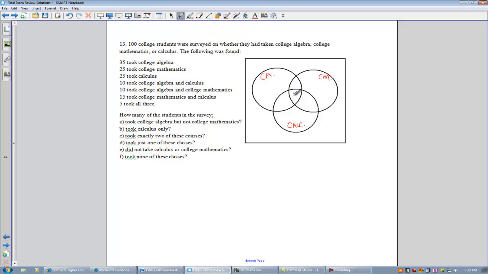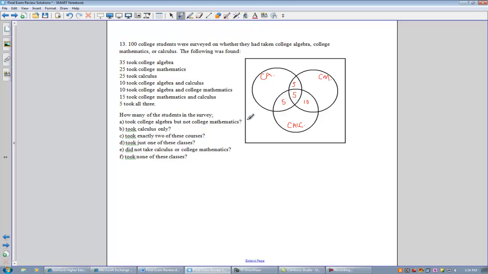5 took all 3, so I put 5 here representing 5 students took all 3. Then 15 took college mathematics and calculus, so over here is the college mathematics and calculus part of the Venn diagram, and 15 did it, so I already have 5 in there, so I just put 10. Right? So now 15, it says, took college mathematics and calculus, and only 5 took all 3. And then it says 10 took college algebra and college mathematics, so that's this piece right here. I already have 5, so I put 5 here, so they add up to 10. And then above that, I have 10 took college algebra and calculus. So again, I put 5 here because I already have 5 in the middle. And so total, I have 10 in both of these, in college algebra and calculus.